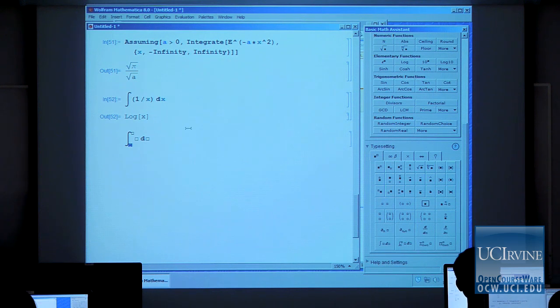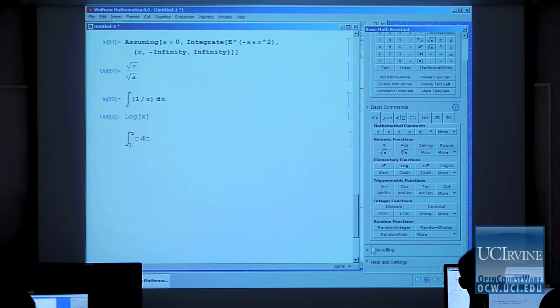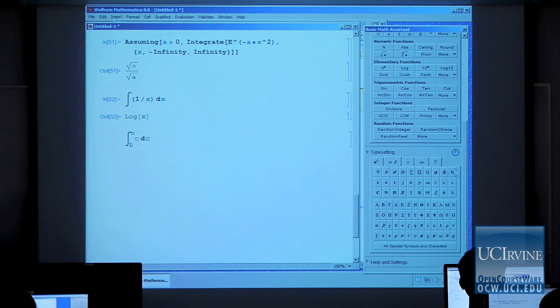All right, so now let's do it for a definite case. All right, so I'm going to integrate that from 1 to infinity. Oops. So tab and then infinity. Okay. 1 over x dx. All right, try that, and now you get an error.